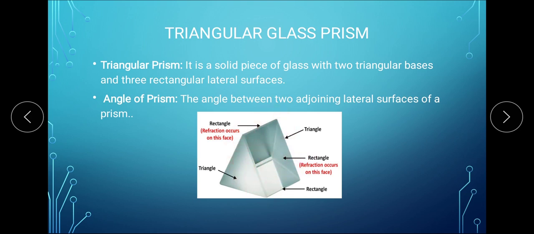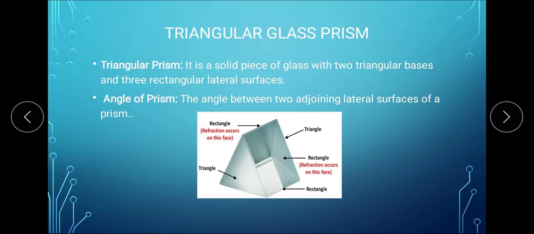rectangular faces. The angle between the two adjoining lateral surfaces of the prism is called angle of prism. So, as you can see in the figure, this is the angle of prism. That is the angle between any two lateral surfaces. This is also an angle of prism, this is also an angle of prism. Any angle between two lateral surfaces is your angle of prism.